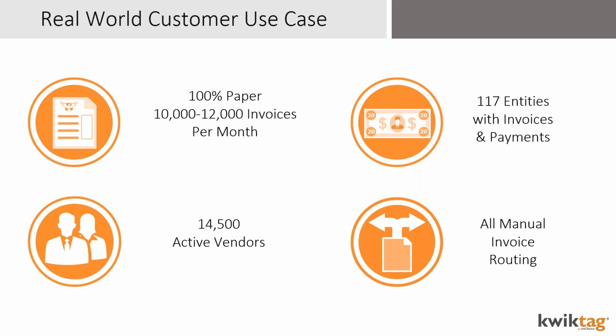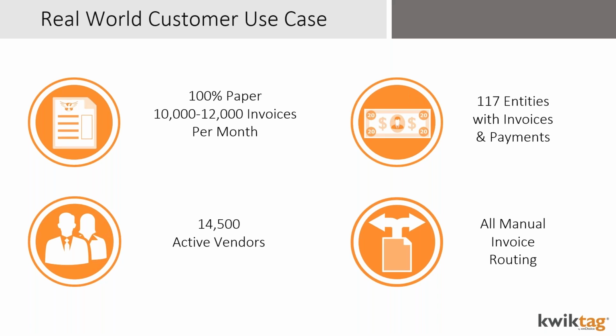Sure. So in this customer situation, this is the one I was alluding to a moment ago, where they called us the first day they went live with this solution. And friends, for context, before they started using QuikPayables, they were doing everything in 100% paper. And as you can see, they had 10 to 12,000 invoices per month. They had 117 different entities with invoices and payments being processed out of all of them. They had more than 14,000 active vendors, and everything was manual. So clearly a situation where they needed automation and a digital process.